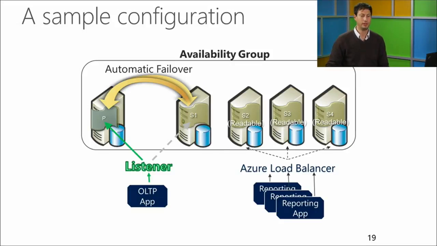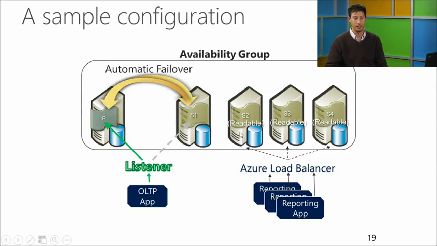This is an example of the type of configurations that you can achieve in Windows Azure. So in the same availability group, you can have multiple replicas. In this case, for example, we have one primary and one secondary. And then you have your OLTP application that is running transactions into a SQL Server. And it is connecting to the primary through something called the listener. And the listener is a DNS name that your application can use to find the primary. So even if there is a failover here to replica S1, your application will be able to connect transparently to that one.